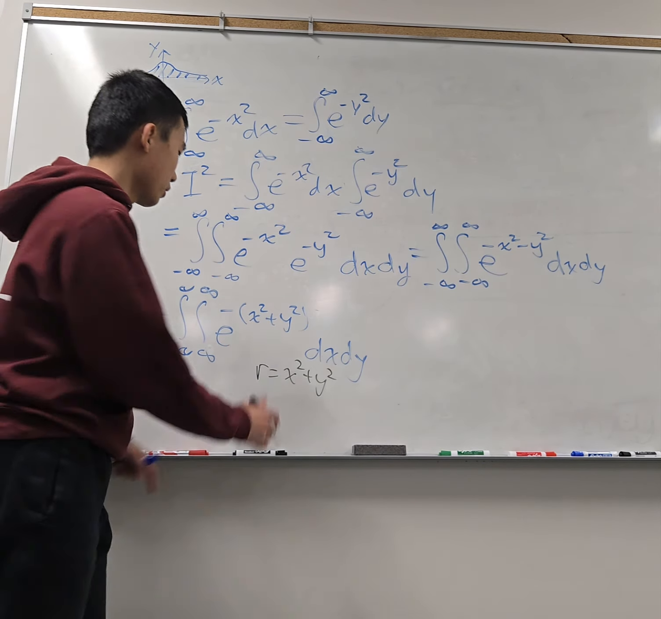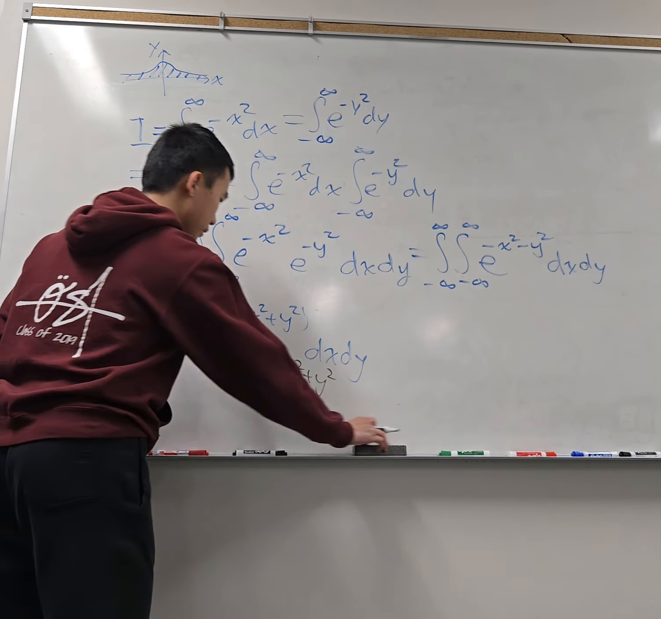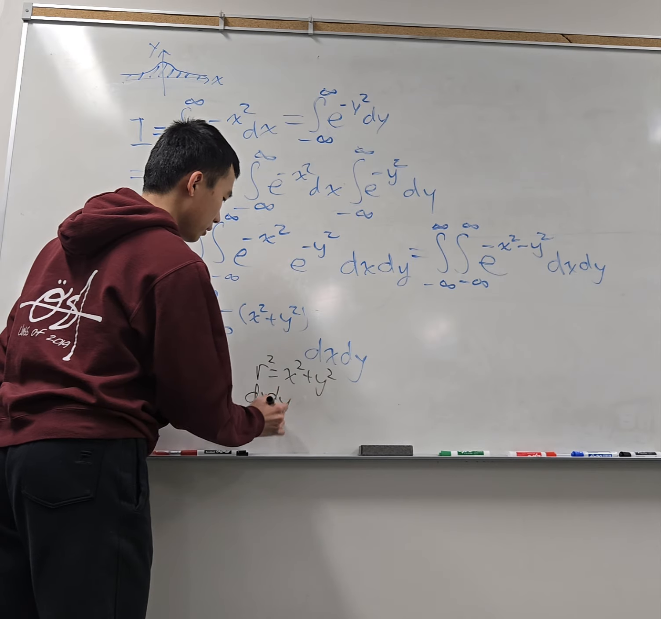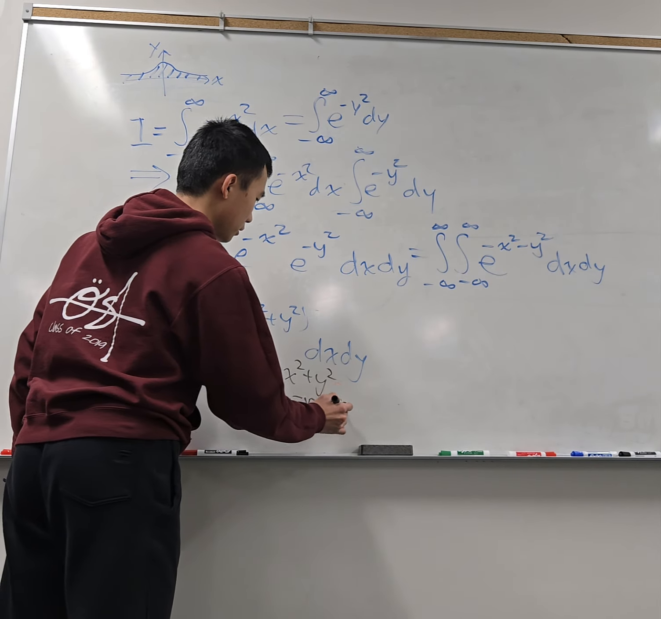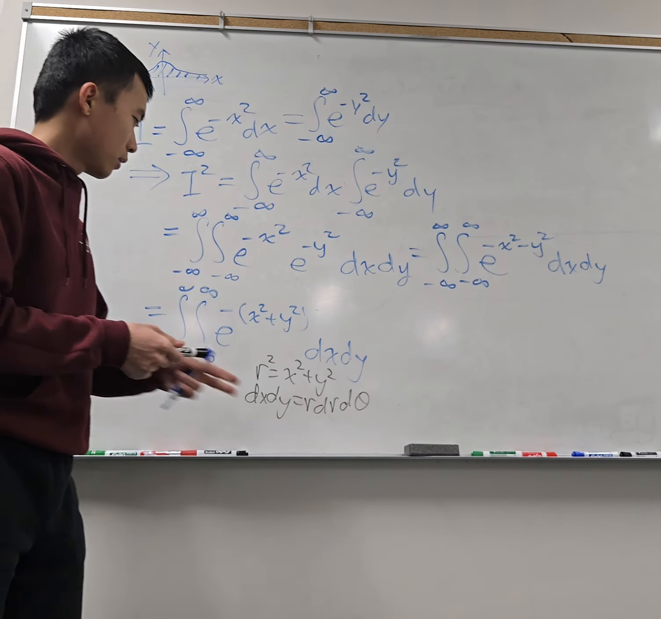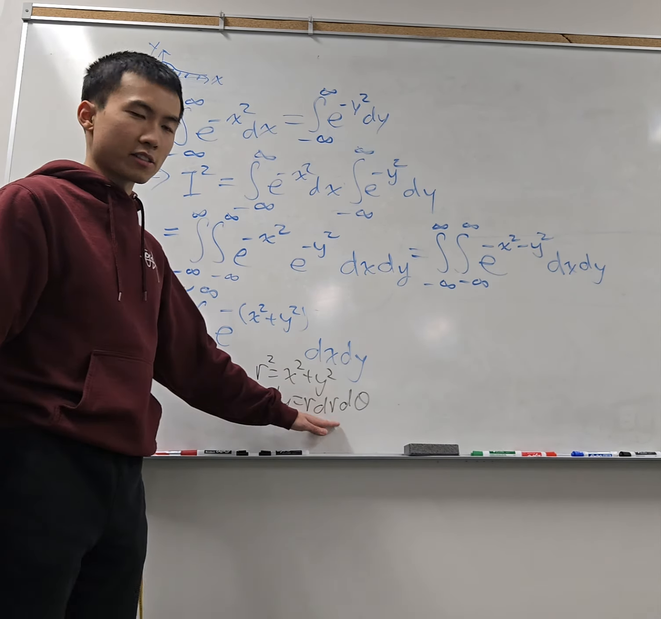Oh, sorry, there should be r squared. R squared is equal to x squared plus y squared. Then we get that dx dy is equal to r dr d theta. I won't derive why this is the case in this video, but take it as it is.